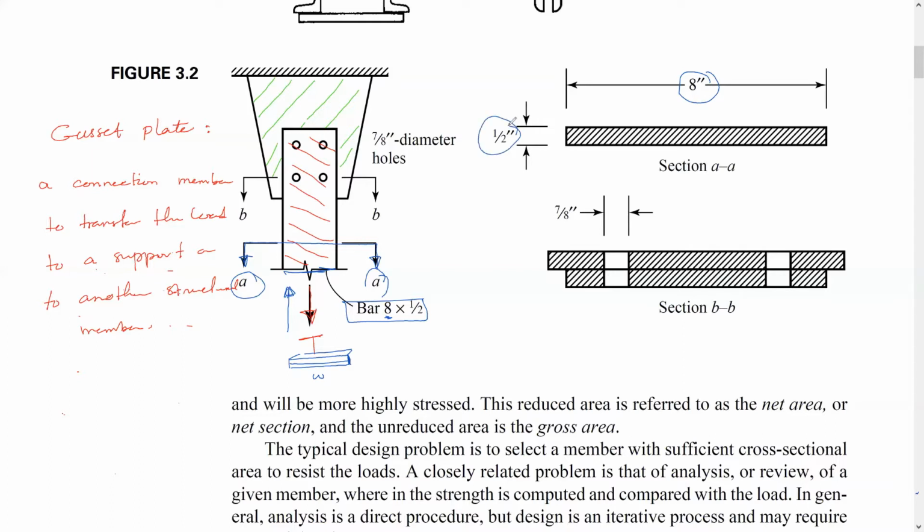If you look here, we have a solid section, meaning we have no holes. So the area here is the gross area, because we have no holes. We call it the gross area. It's going to be the width times the thickness.